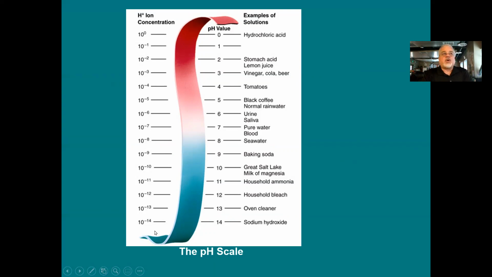10 to the negative 14, what is that? I think 1/10 trillion? That's a really low concentration of hydrogen ions. And what do we have at that extreme low hydrogen ion concentration? A pure solution of sodium hydroxide in water. Hydrogen ions just don't exist there. If a hydrogen ion tries to exist there, it immediately is turned into water.